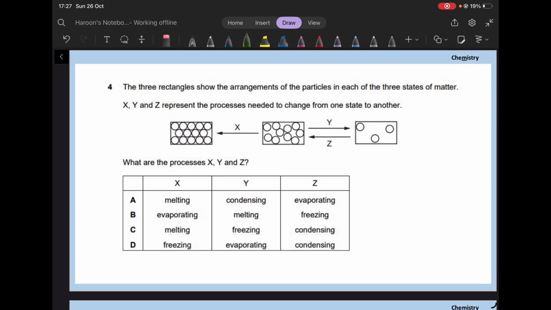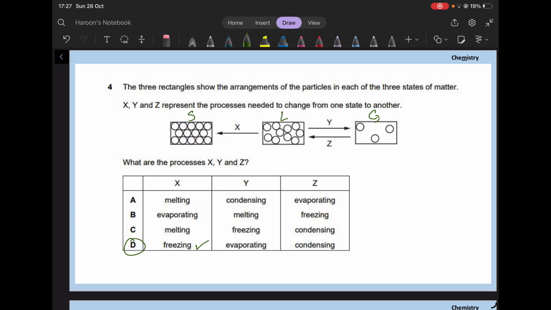The three rectangles show the arrangement of particles in each of the three states of matter. X, Y, and Z represent the processes needed to change from one state to another. What are the processes X, Y, and Z? So first of all, this looks like a solid state, regular pattern. This looks like a liquid state, and this looks like a gaseous state. So first of all, X is from liquid to solid. This would be freezing. So X should be freezing. You can see we only have one option.